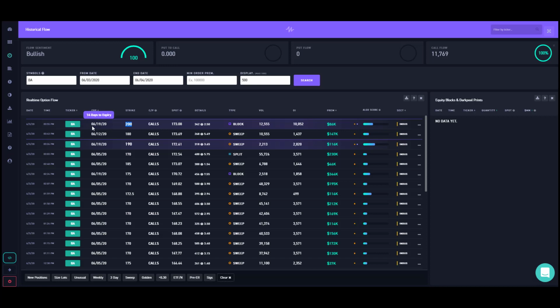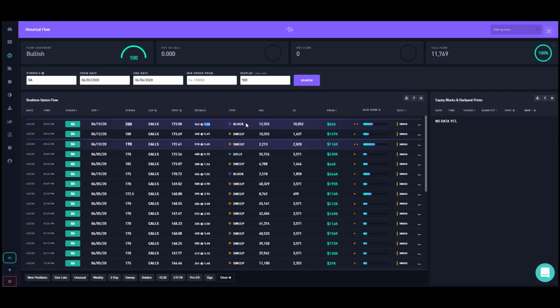Expiration date. This will show you how many days until that option expires. The strike shows in that option, whether it's a call or put. The spot is the location on the stock where they bought it. So when they purchased this 200 strike call, the stock price was 173.08. Details, how many contracts at what options price.